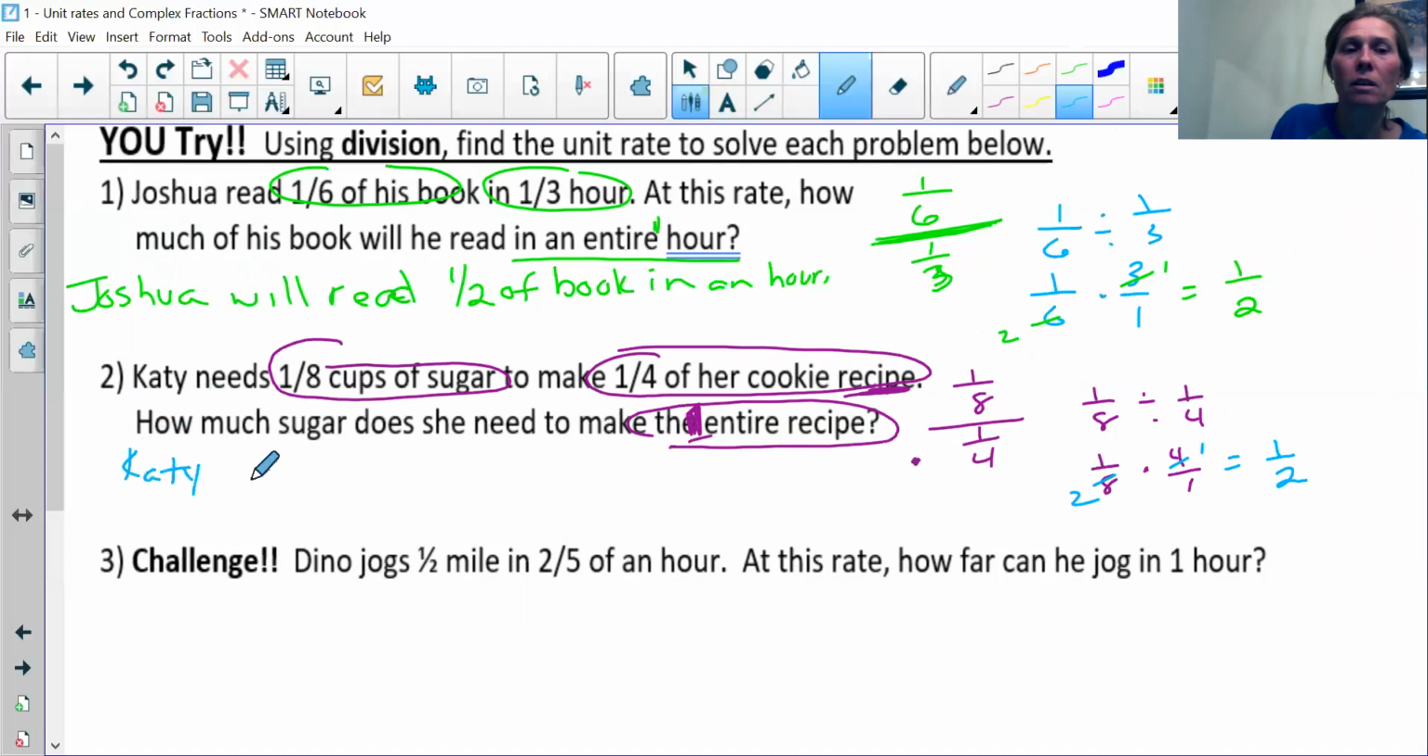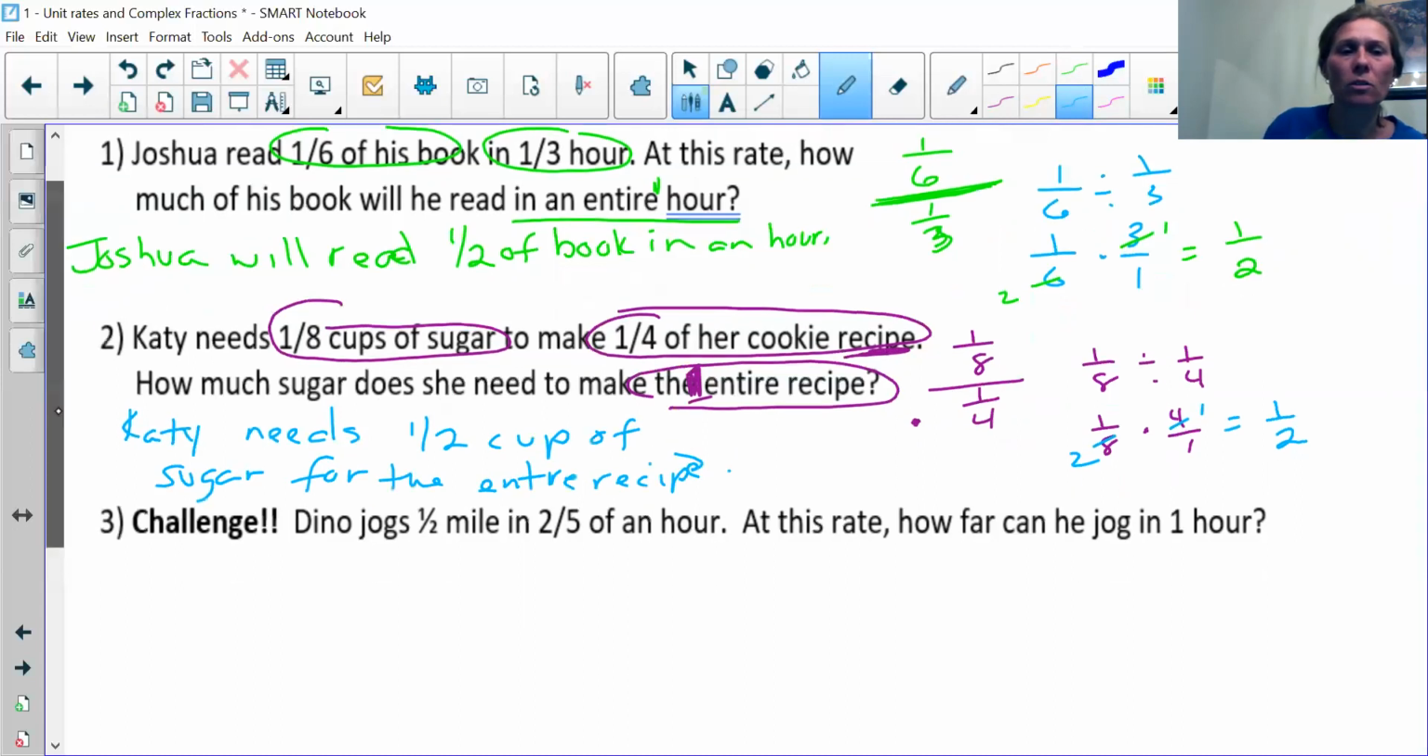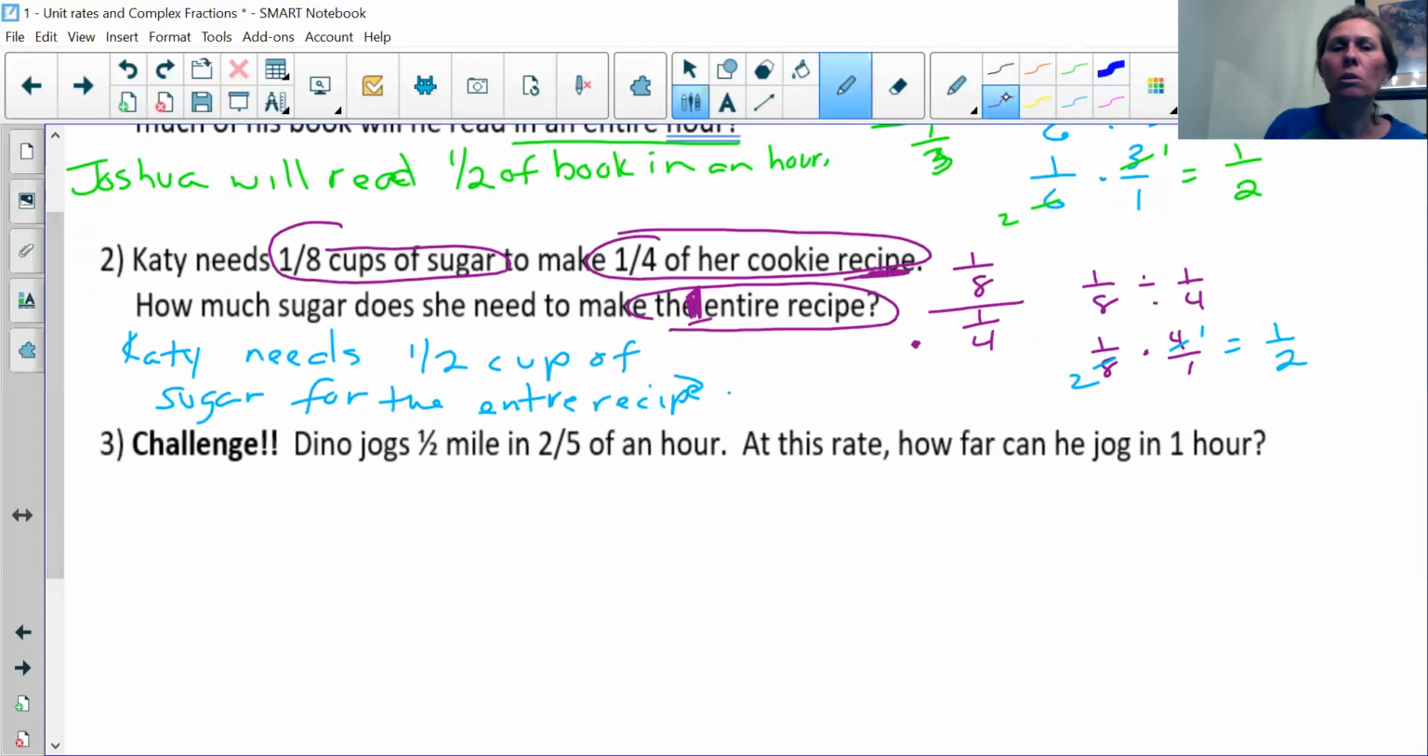Katie needs a 1/2 cup of sugar for the entire recipe. Ooh, recipe, having issues. All right, challenge. Oh, this is not a challenge, this is easy. Dino jogs a 1/2 mile in 2/5 of an hour. So, he jogs a 1/2 mile in 2/5 of an hour. At this rate, how far can he jog in 1 hour?